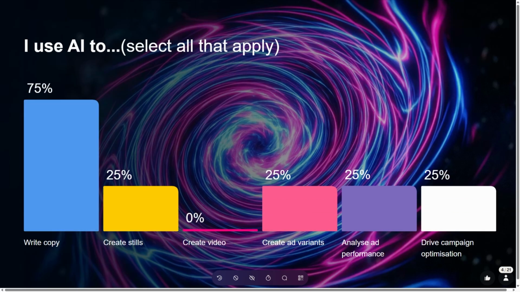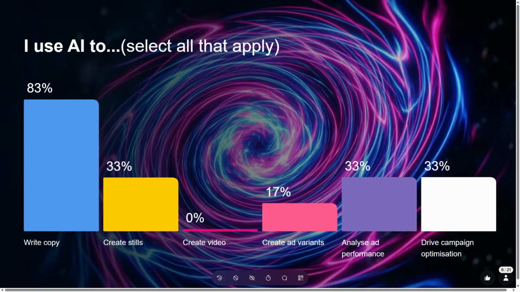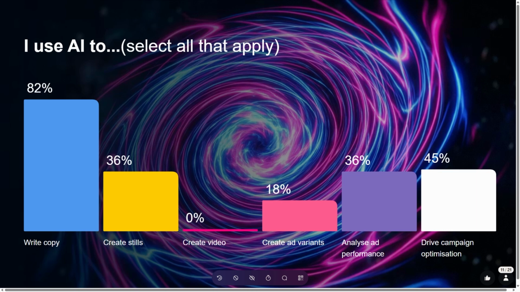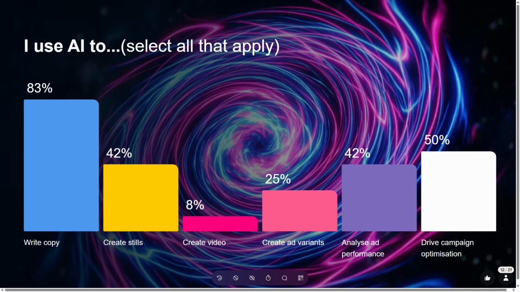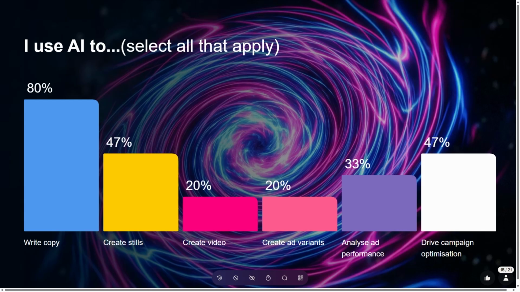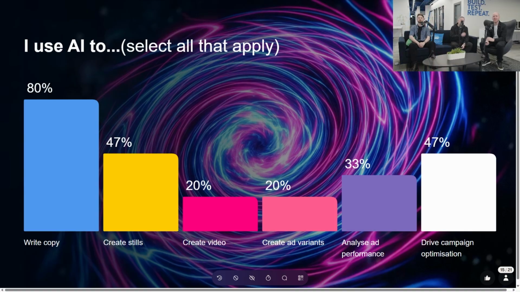Wow. So you can see some big shifts. So writing copy in there, creative stills, analyze ad performance, creative ad variants. Ooh, I was going to say nobody was picking creating video, but then we got a surge of people using creative video. That's the most fun bit. Yeah, that's where most of the exciting stuff happens. But yeah, so that's really interesting, isn't it?